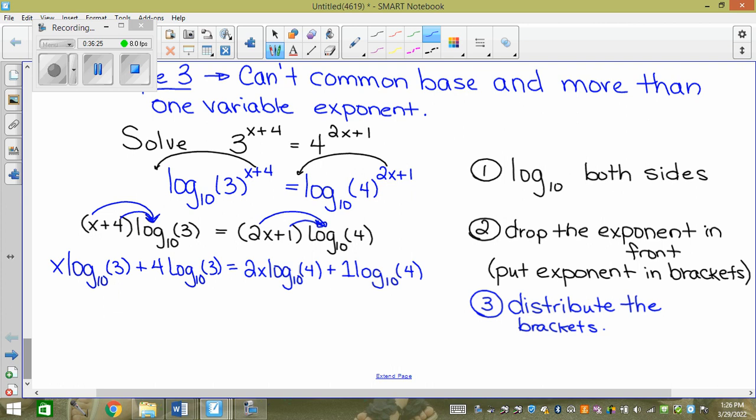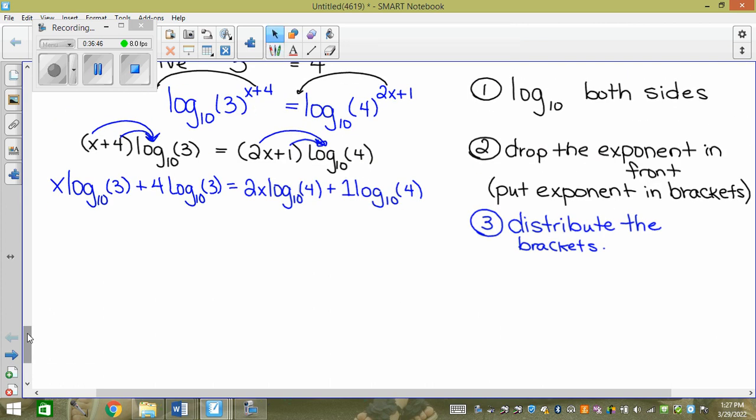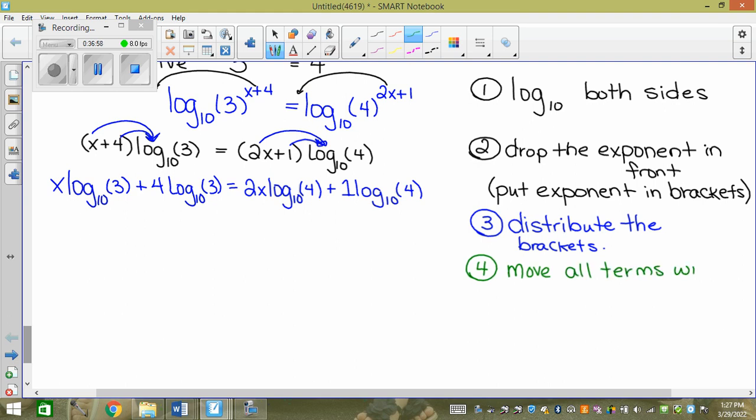So first step, log base 10 both sides. Second step, bring your exponent down. Third step, distribute. Fourth step is to get all your x's to one side, everything with an x to one side. I always get on my left. And then anything without an x to the right. Move all terms with an x to the left and other terms to the right.